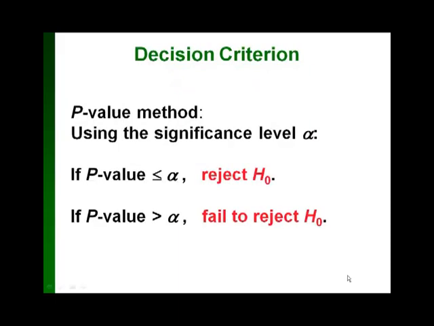To make our decision, one thing we can do is use the p-value method, and we already have our significance level alpha. When we find our p-value, if the p-value is less than or equal to alpha, then our initial conclusion is to reject the null hypothesis. If the p-value is greater than alpha, then our initial conclusion is fail to reject the null hypothesis.